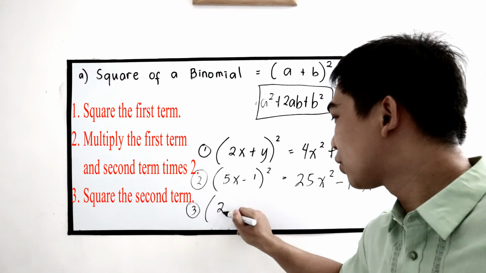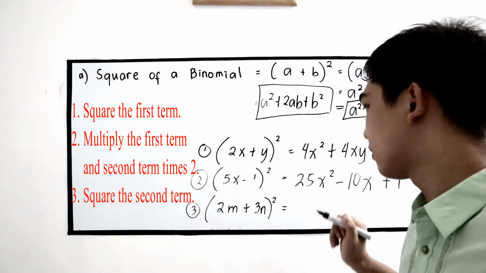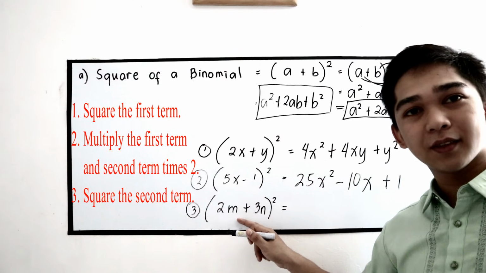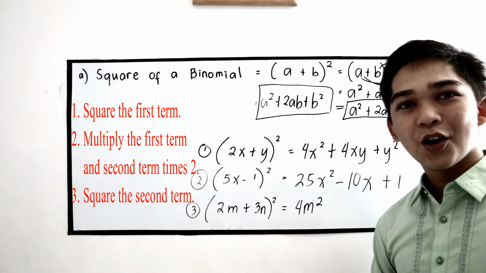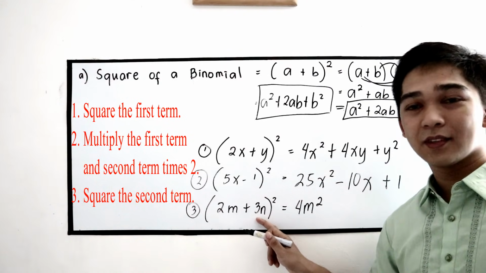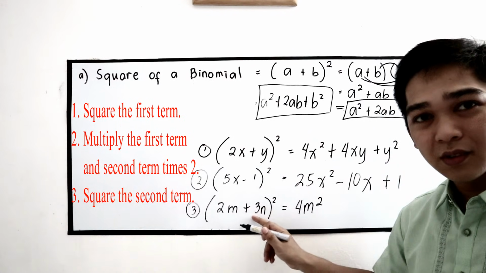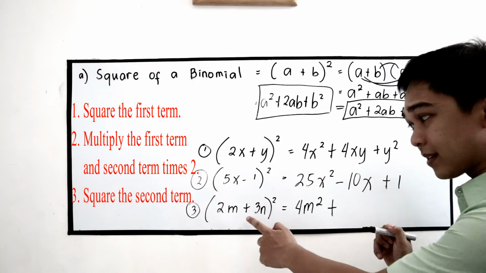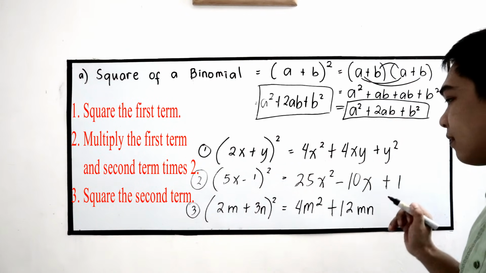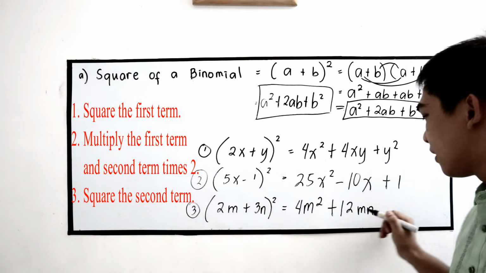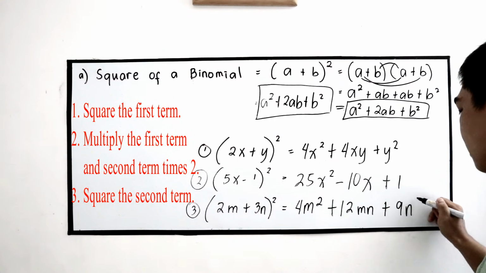What if we have 2m plus 3n raised to 2? Square the first term. Correct? 4m squared. Multiply the first term times the second term. 2 times 3, 6, times 2. So that is 12. The sign is positive. Positive 12. Then copy the variables m and n, and then square the second term. Positive 3 squared, 9, and n squared.